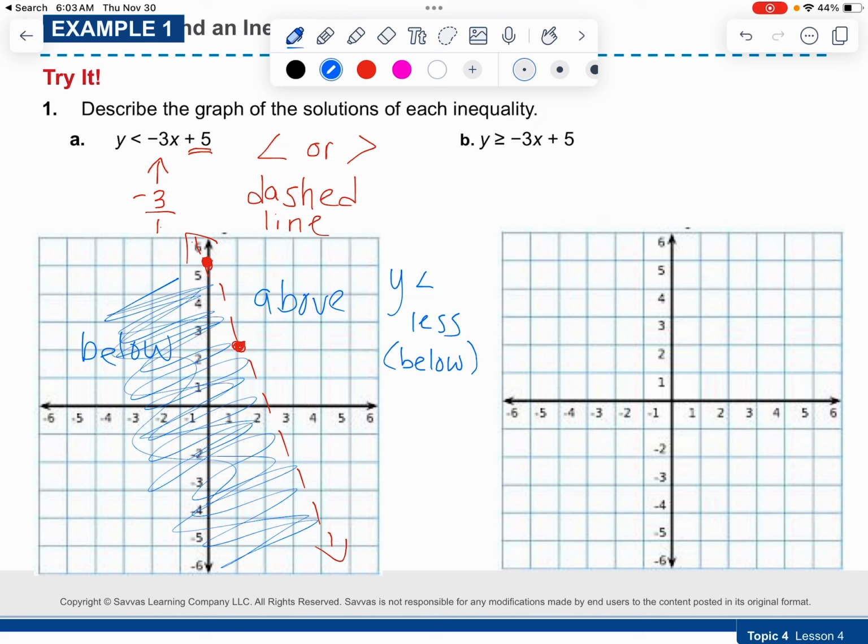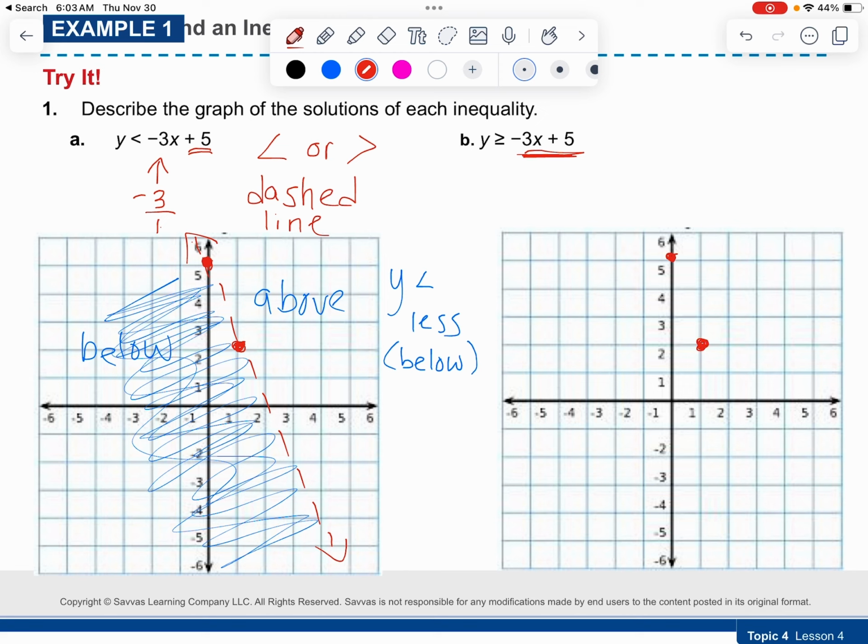Go ahead and pause the video, see if you can complete B, and then unpause to check your solution. All right, so if you notice, A and B have the same exact equation. The only thing different is the inequality. So it's going to be graphed the same way, starting at 5, and from that point, counting down 3, and then to the right 1.